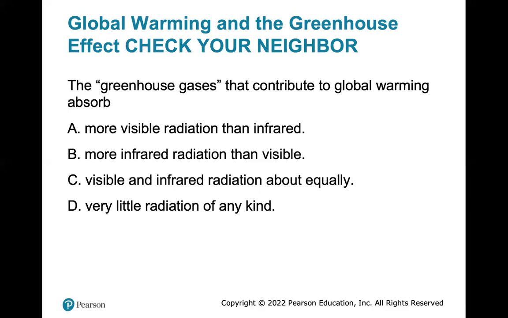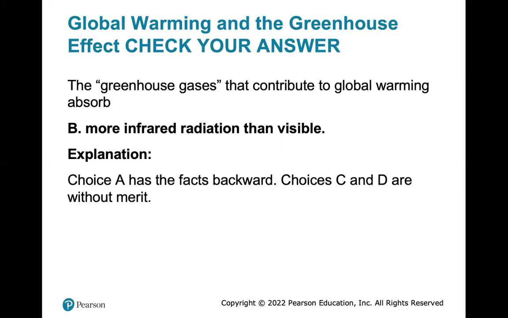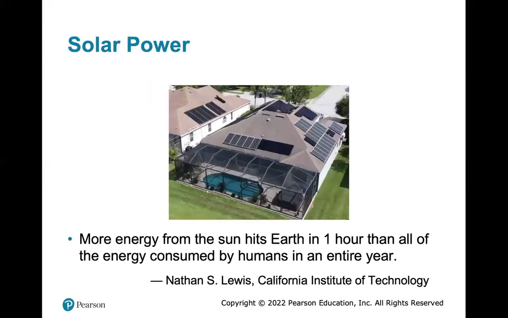The greenhouse gases that contribute to global warming absorb more visible radiation than infrared, more infrared radiation than visible, visible and infrared radiation about equally, or very little radiation of any kind. Well, the greenhouse gases trap more infrared radiation than visible. So I won't go through the explanation of the other choices. We just ignore the other choices. It absorbs more infrared radiation.